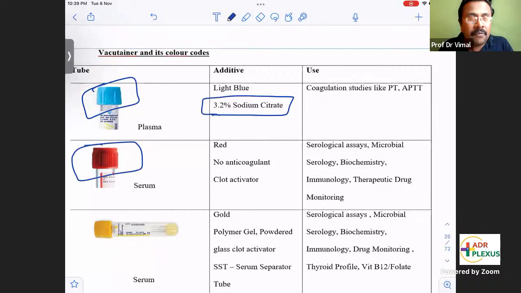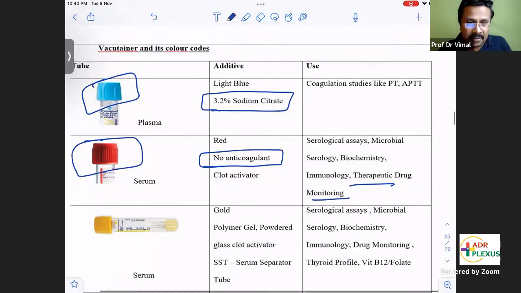And the red topped one will not contain any anticoagulant. Instead, it will contain a clot activator. So when the clot is activated, you will be getting serum, only serum. So you will use it for serological tests, biochemistry, and microbiological tests in the microbiology department. So there you will be mainly using this red topped one without any anticoagulant. Okay. And also when you want to do therapeutic drug monitoring.